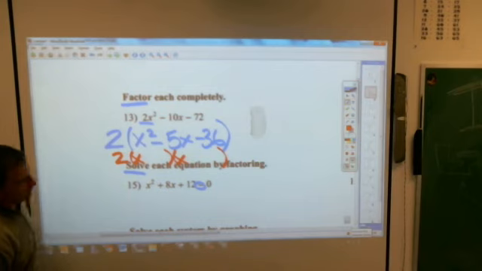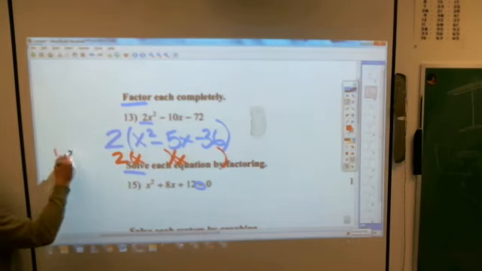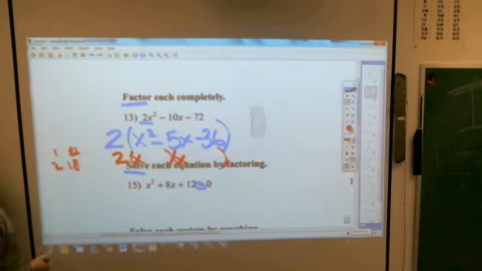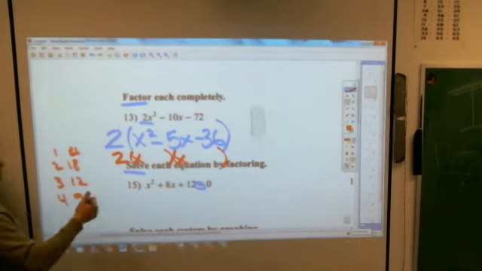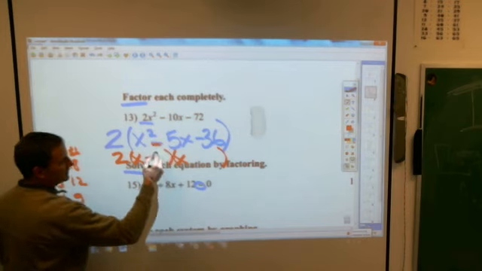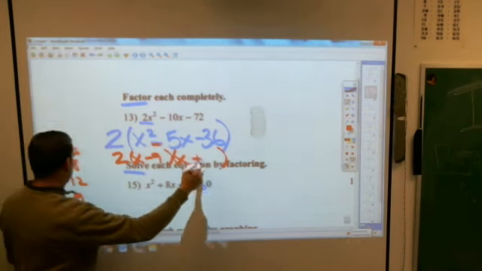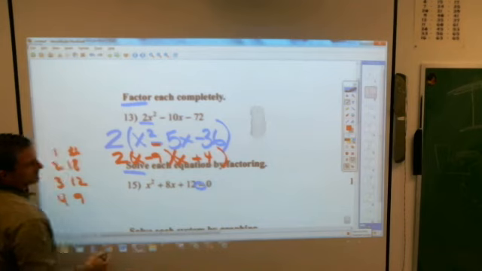And that's where you sit and think of all the factors you can of 36. 1 and 36, you'll never get a 5 with that. 2 and 18, still can't get a 5 no matter what you do with that. 3 and 12, still can't get a 5. 4 and 9, oh look, there's a 5 difference there, so right away you're like, okay, let's go with a negative 9 because it has to be bigger, and a positive 4 because it's the smaller one.